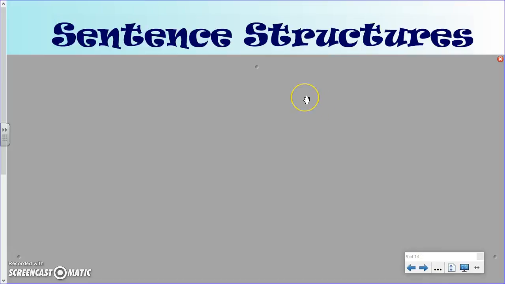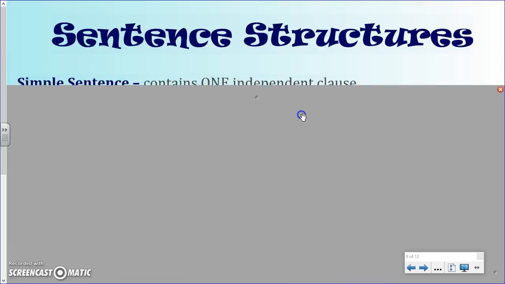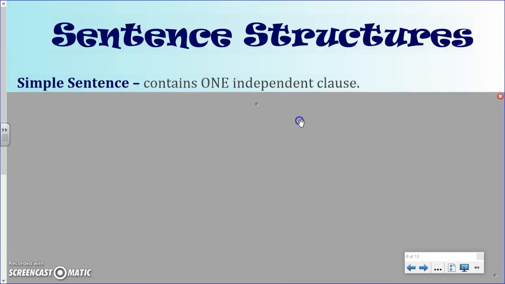Okay, so we're going to look at the four sentence structures. There are four main sentence structures. This is how sentences are structured and combined together to make a complete sentence. We do that with this series of clauses, and that's what we're looking at. Clauses, remember, have a subject and a verb. The first one we're going to look at is this idea of a simple sentence.